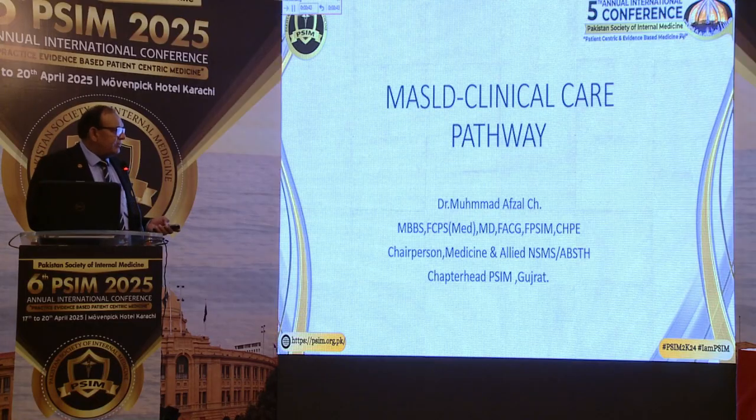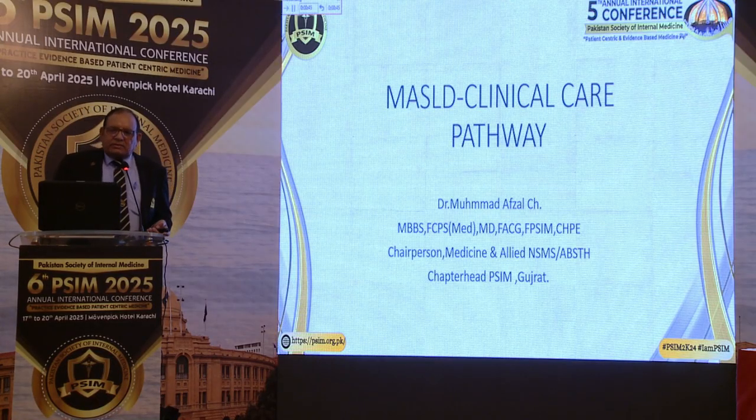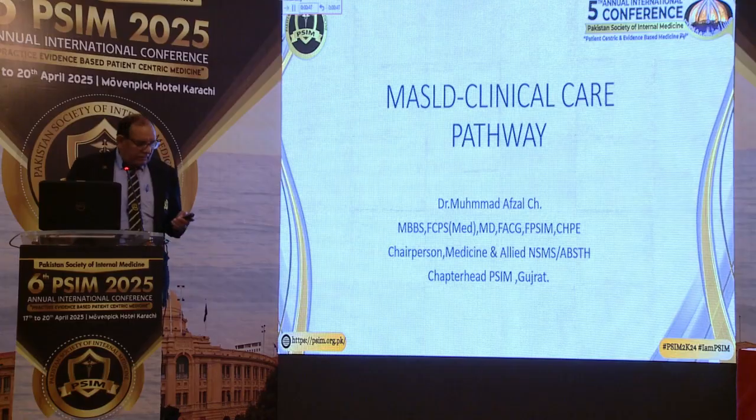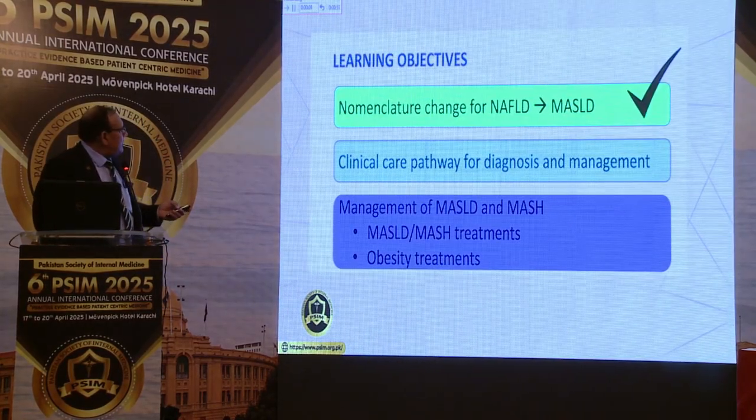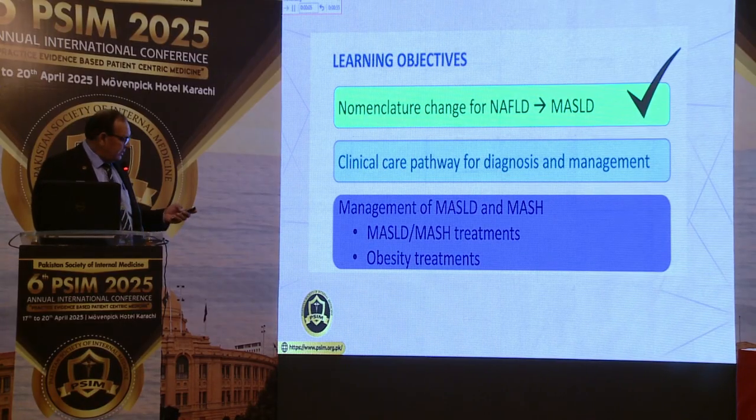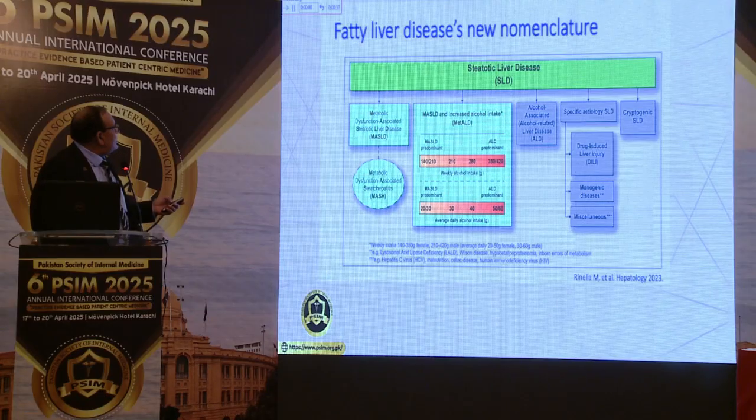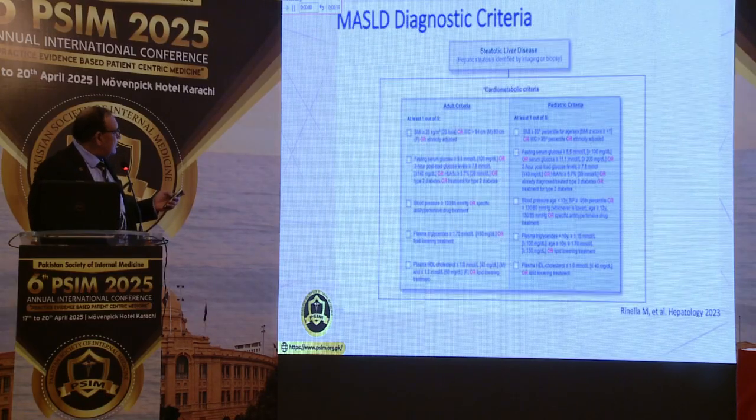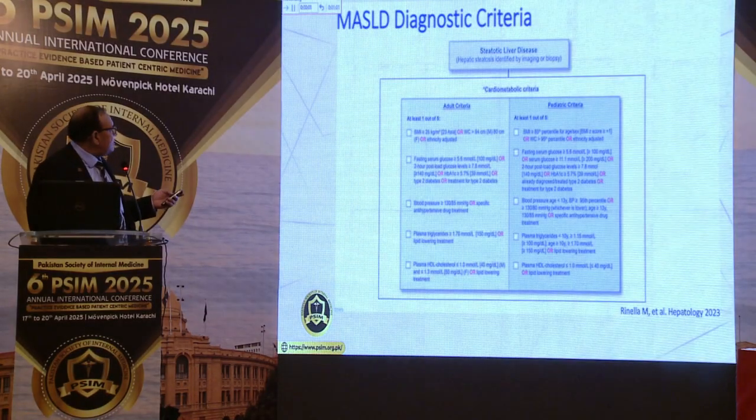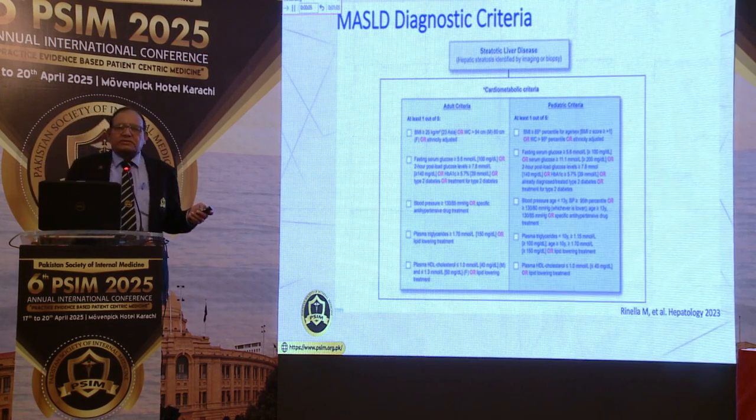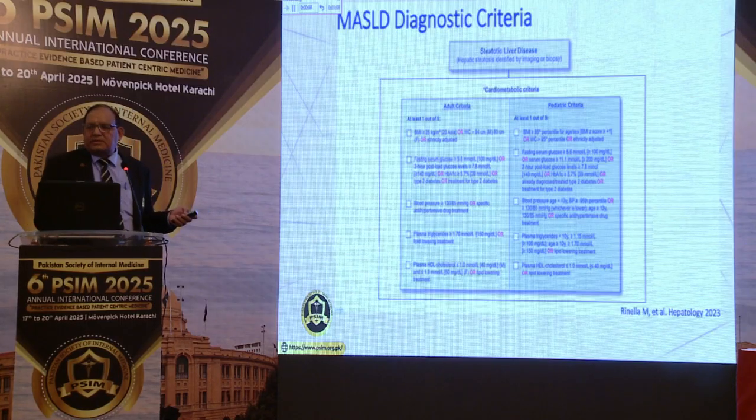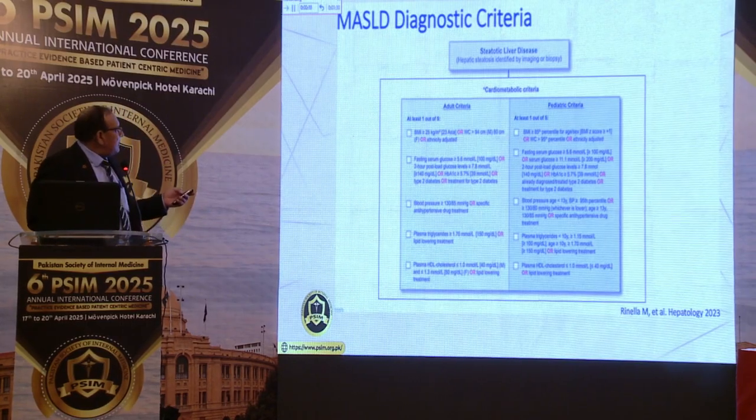So this is a very common topic, and I just want to share the clinical care pathway and how we should work up the patient. We'll talk about the nomenclature change, the clinical care pathway, and brief management. This is, we all know, fatty liver disease. The major group is steatotic liver disease. Any patient coming with steatosis on the liver, on any imaging modality, plus any of these criteria.